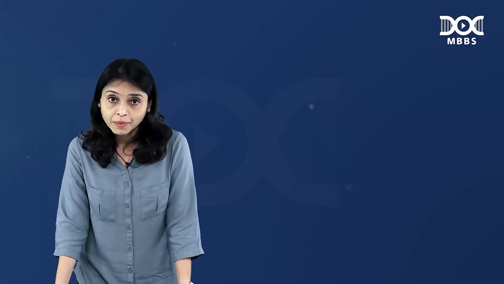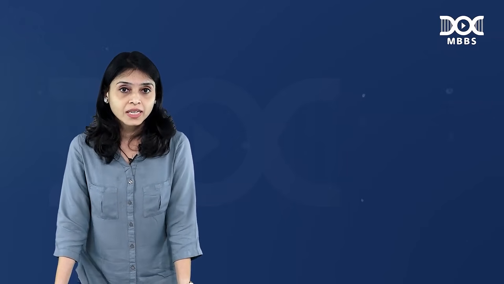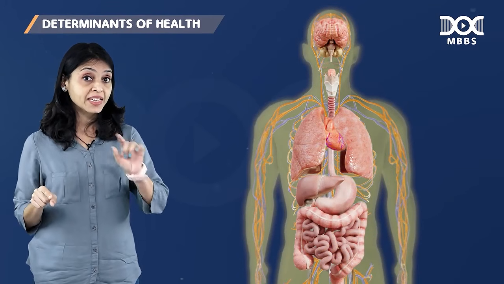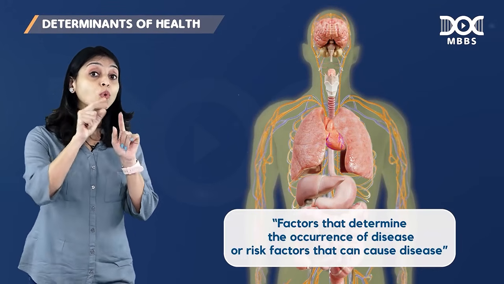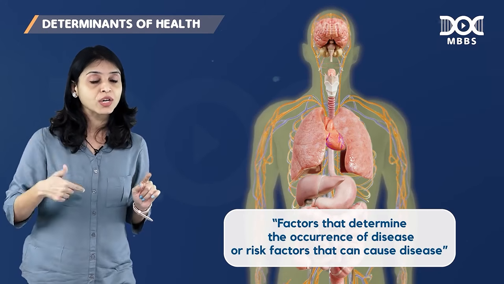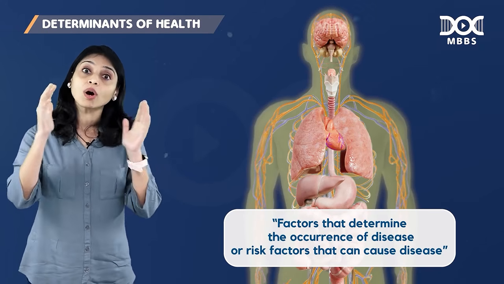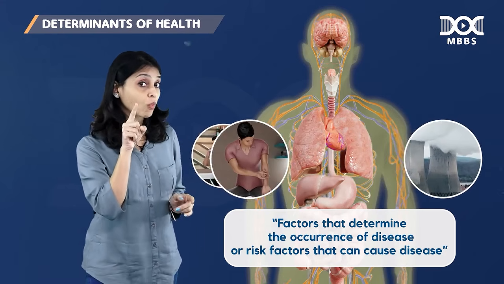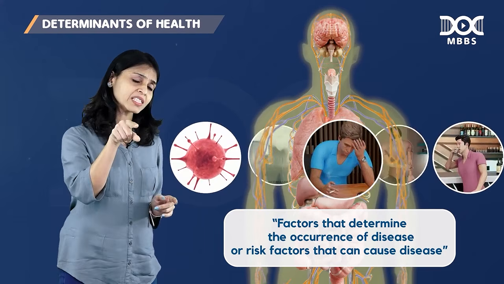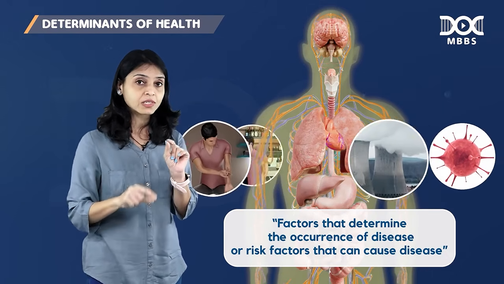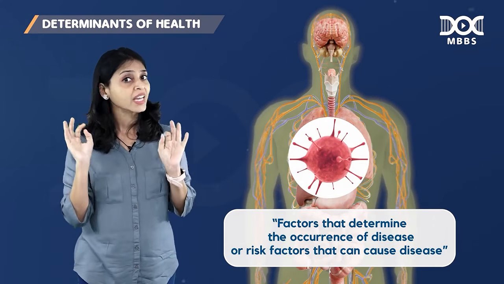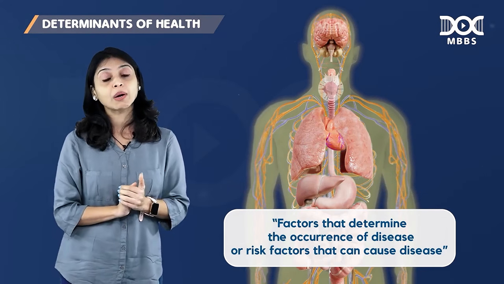So, the next subtopic that we are going to learn is determinants of health. Now, what do you mean by determinants of health? As the name indicates, determinants means those factors which determine the occurrence of disease, or simply the risk factors that can cause disease. Once you identify the risk factors, what is the advantage? You can modify or even prevent them, and thereby you can always stay healthy. So, there comes the importance of knowing about the risk factors.